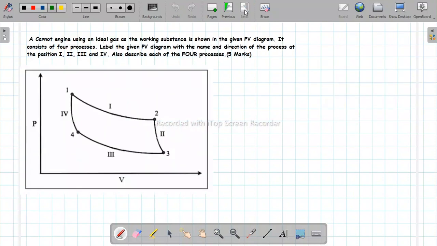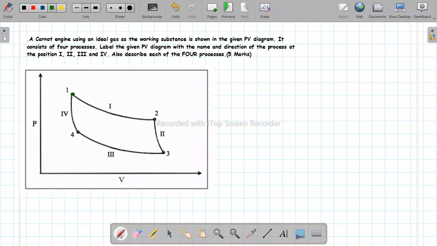And let's just see one last question from Carnot cycle. A Carnot engine using an ideal gas as the working substance is shown in the given PV diagram, that is pressure volume plot, right? It consists of 4 processes labeled as 1, 2, 3 and 4. Label the given PV diagram with the name and the directions of these processes and also describe each of the 4 processes. We've discussed in lecture 10A from Thermodynamics MCQ questions that this is a cyclic process.